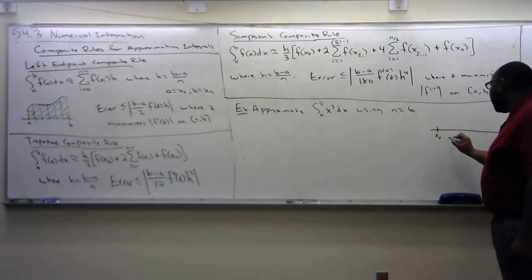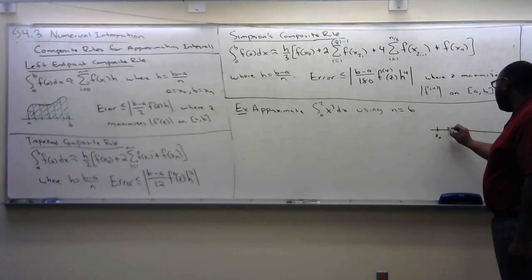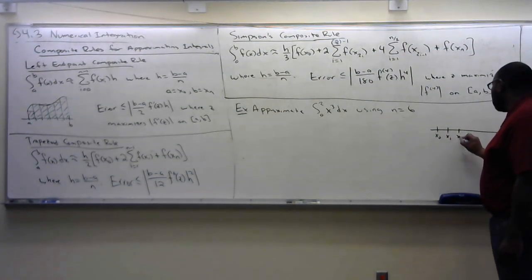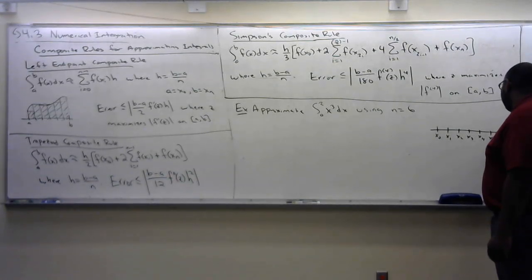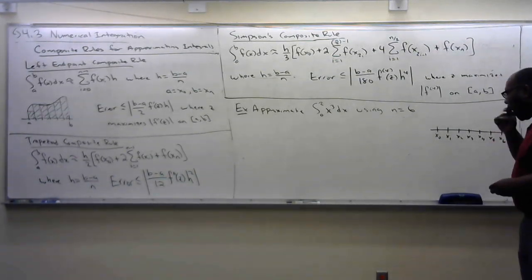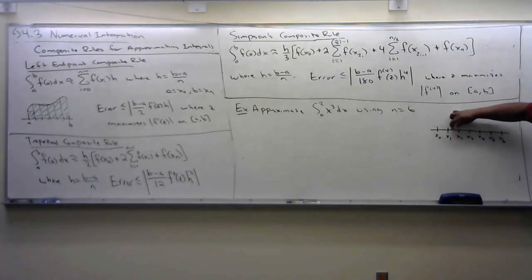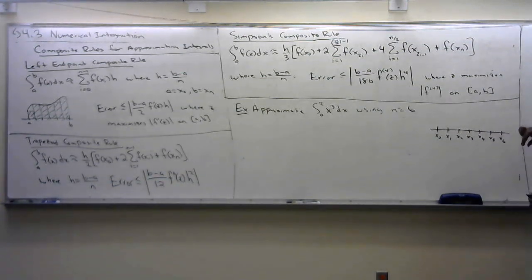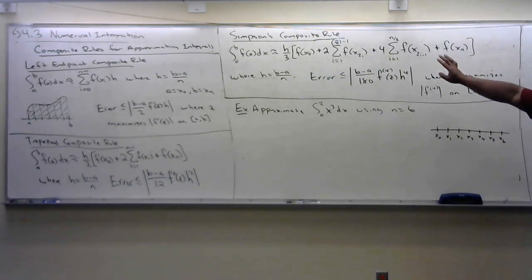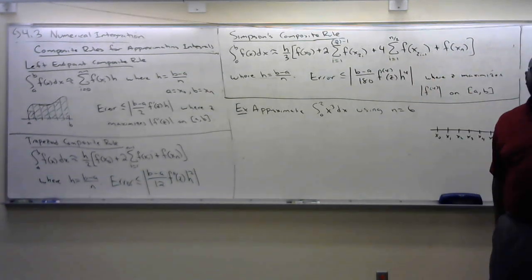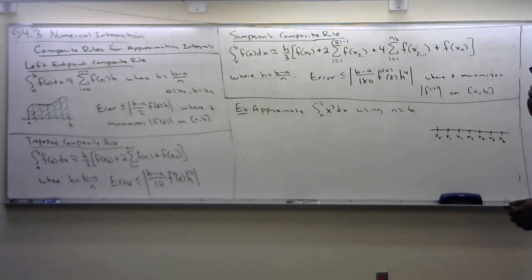So we have x0, x1, x2, x3, x4, x5, x6. So we get 6 sub-intervals, 1, 2, 3, 4, 5, 6. And I need this to be even because I want to be able to use Simpson's composite rule, and I can only use it when I have an even number of sub-intervals.